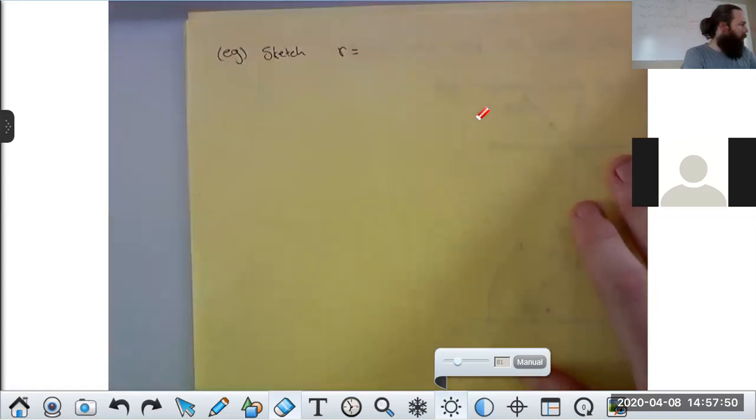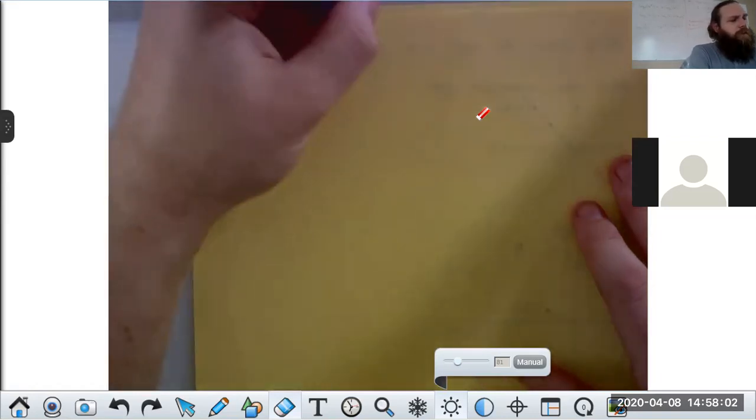What do we do? We did cos 2 theta, sine 3 theta. Let's do sine 4 theta. That's going to be gnarly. We haven't done sine 2 theta yet. Let's do sine 2 theta.